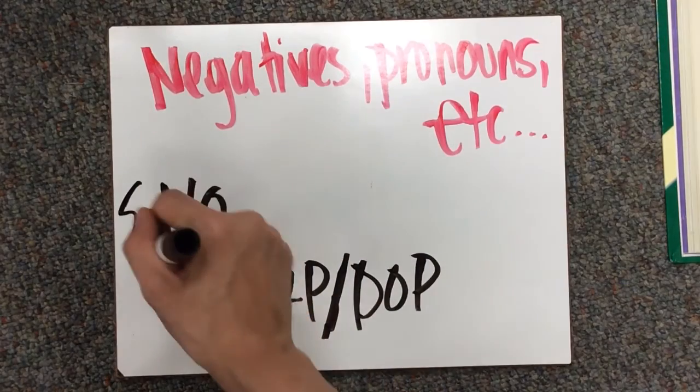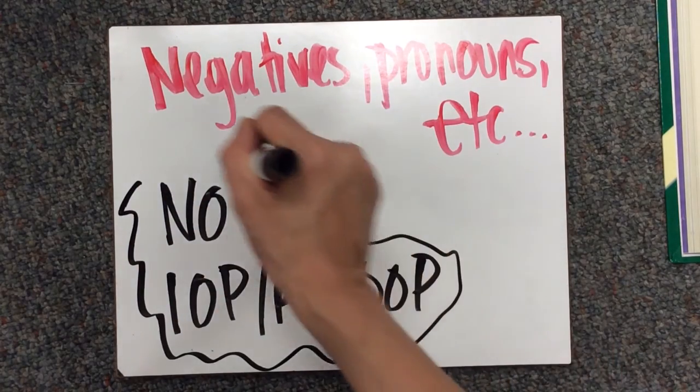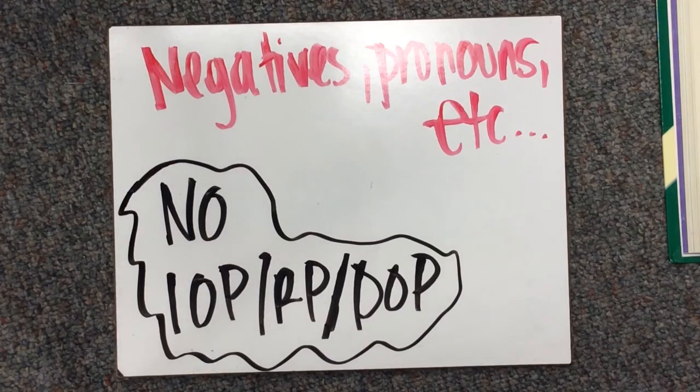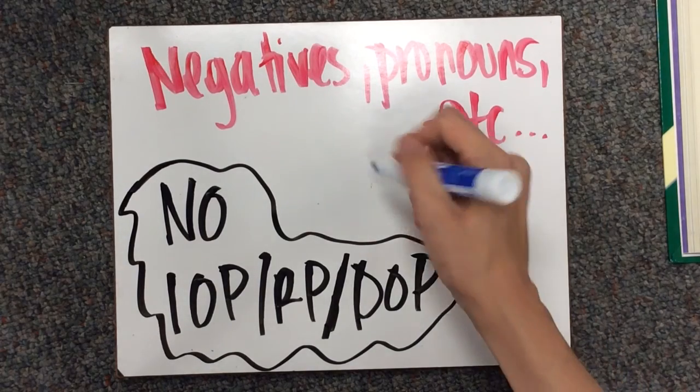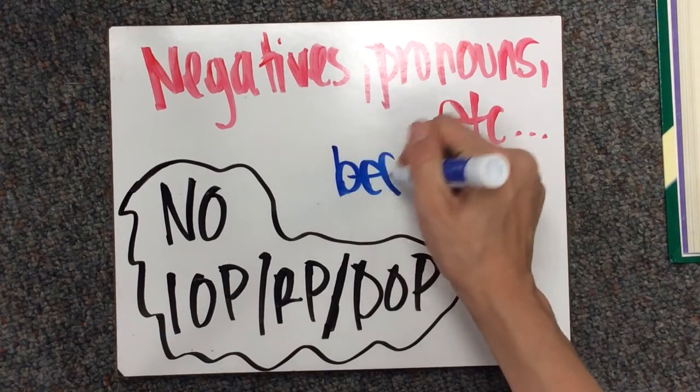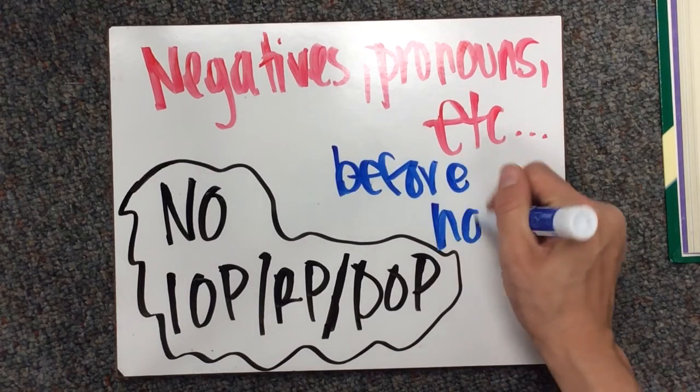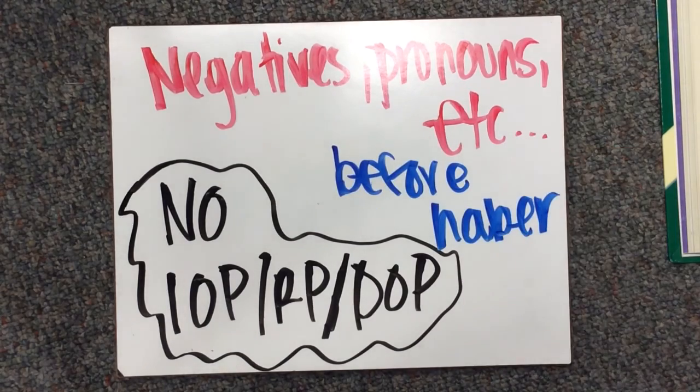So all these things are going to go before. You never put a conjugation of haber and then me and then your past participle. You'd always put your reflexive pronoun, your indirect object pronoun, your direct object pronoun, or the no before haber.